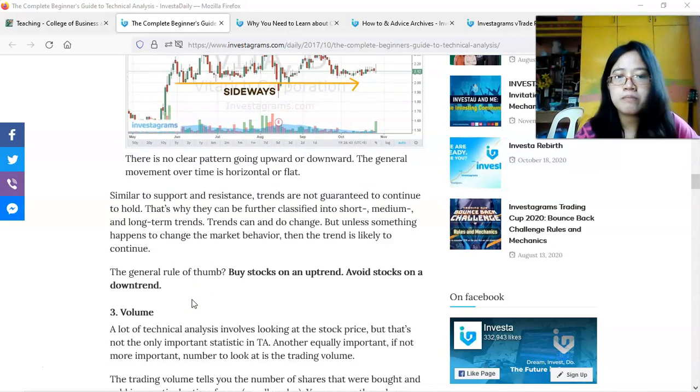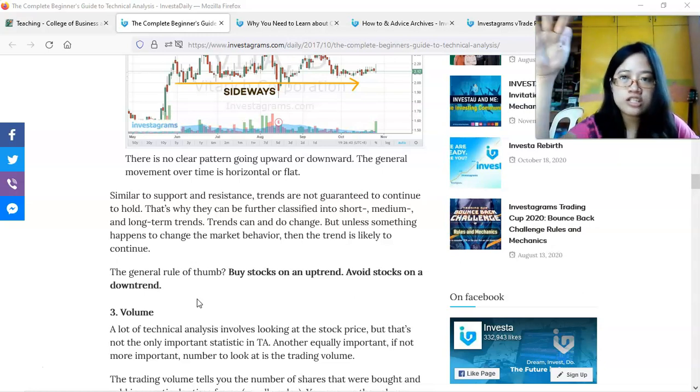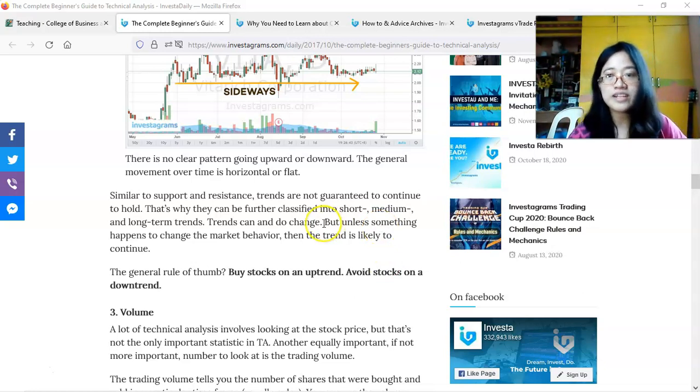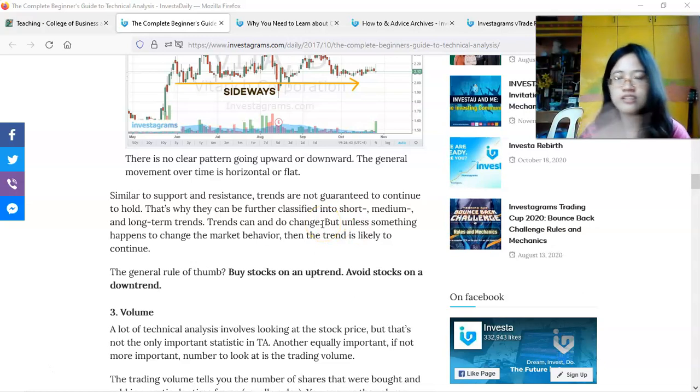General rule of thumb, buy stocks on an uptrend. Mas maganda kung dito pa lang sa low point, bibili ka na. Tapos intayin mo siyang tumaas. Tapos, yun, pag nandun na siya sa peak, benta mo na. Tapos ito pang isa, avoid stocks on a downtrend, okay? Pababa na nga yung stocks, bibili ka pa ba? Siyempre, hindi na, no? So, pag nakita mo yung trend pababa, huwag mo nang tingnan. Hanap ka na ng another stock, alright?